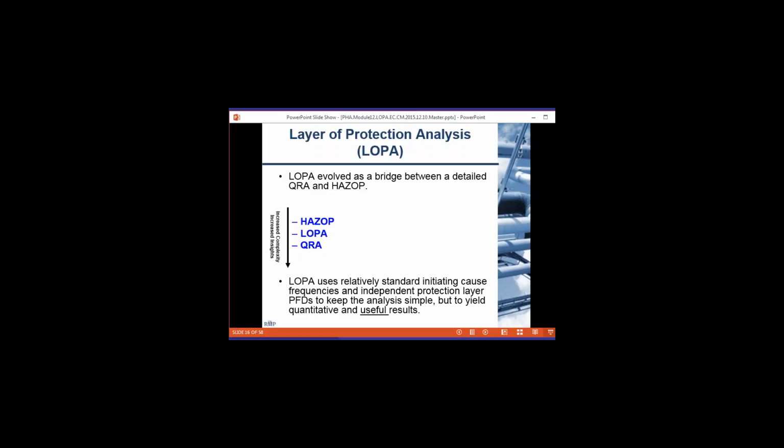It's interesting to note that the original LOPA guidebook was subtitled Simplified Process Risk Assessment for that very reason. You have to make decisions, you need the quantitative information, but the magnitude of effort for a full quantitative risk assessment was sometimes something that could not be achieved. So LOPA uses relatively standard initiating cause frequencies and independent protection layer, or IPL, probability of failure on demand. Sorry about the terminology, but basically a reflection of the equipment reliability to keep the analysis simple, so that you can take a good high-level look at things and make fundamental decisions on a quantitative level and get useful results from what you're doing.